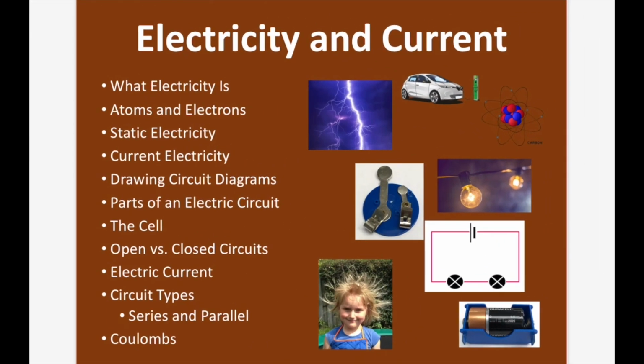Electricity and current. In this lesson, we're going to be talking about what electricity is, atoms and electrons, static electricity, current electricity, drawing circuit diagrams, parts of an electric circuit, the cell, open versus closed circuits, electric current, circuit types, and then we're going to end with Coulombs.